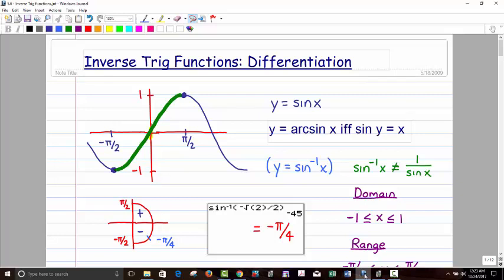Hello, this video is inverse trig functions differentiation. So we're going to take something you've probably seen before in a trig or pre-cal, inverse trig functions, and apply calculus ideas to them, just like we've had the derivative of the regular trig functions. So I'm just going to give you kind of a brief synopsis of what's going on here. The idea of inverse functions.